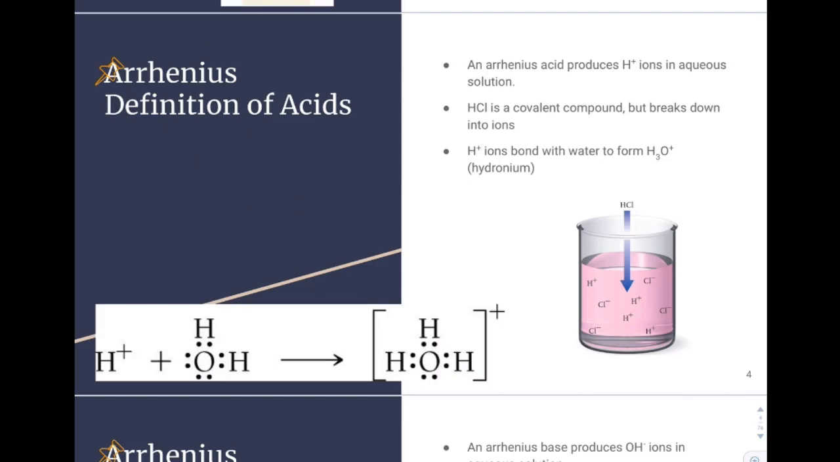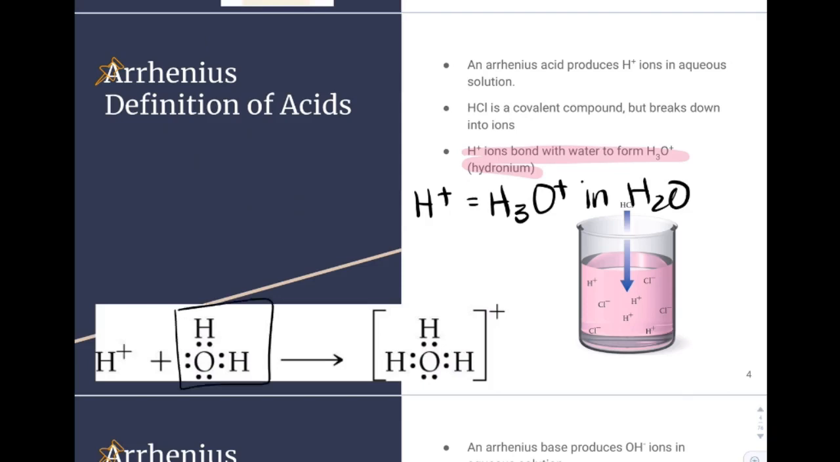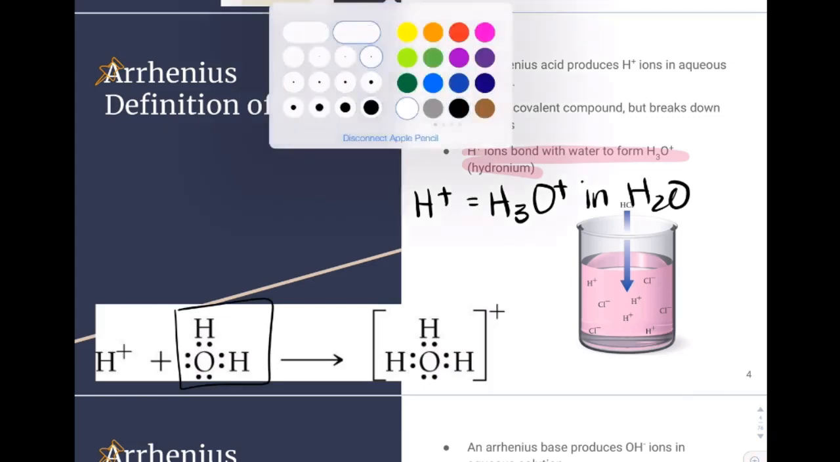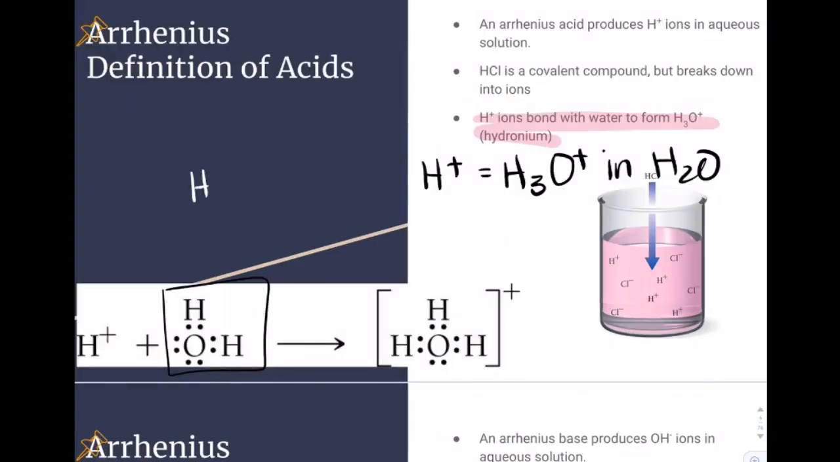Then those H+, those hydrogen ions, bond with water to form hydronium. You need to know that H+ is equal to hydronium in water. So as soon as you have water hanging out, here is the Lewis structure for water, with the dots that I don't like. If you wanted to think about water not with the dots, we can draw it like this.